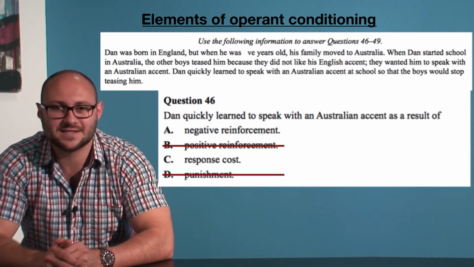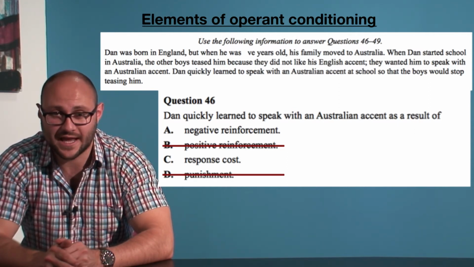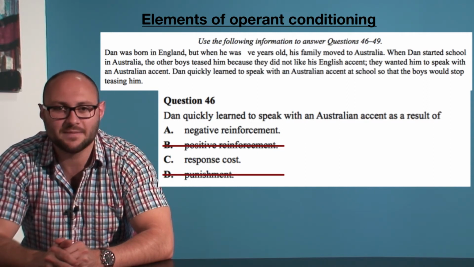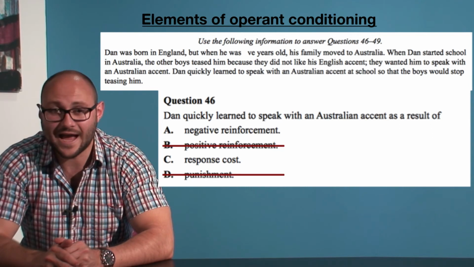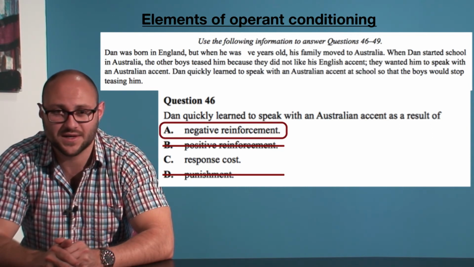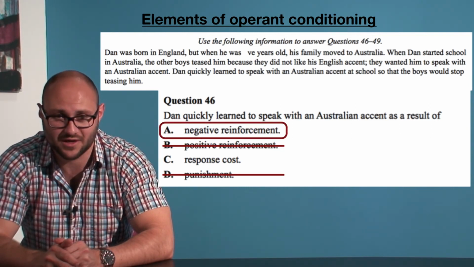The question asks specifically about Dan using an Australian accent. By doing this, the bullying about his accent is likely to stop, meaning that he would be more likely to repeat the action in the future. This suggests the behaviour is being reinforced. As such, the correct response to this question is option A, negative reinforcement.